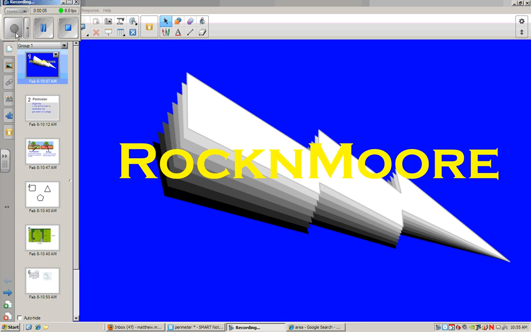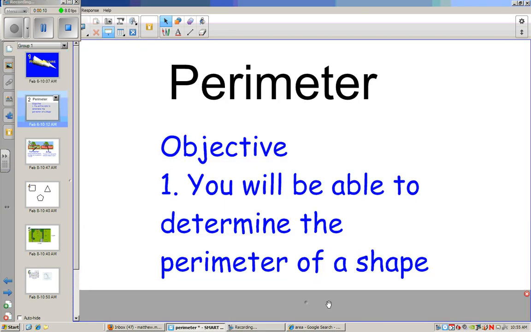Today's math lesson is going to be on perimeter, and we're going to get right to it. The objective for today's lesson is that at the end you will be able to determine the perimeter of a shape and know what the steps are to do that.